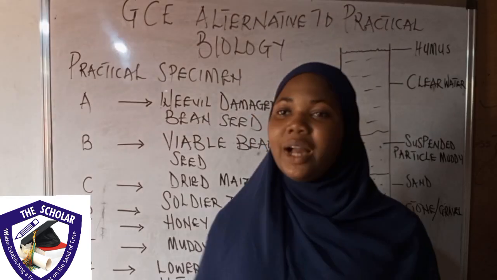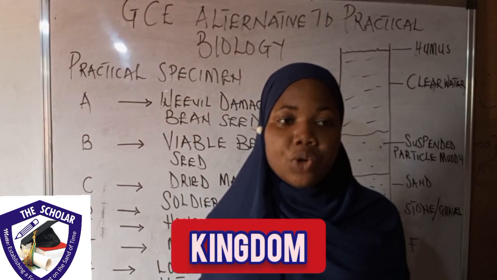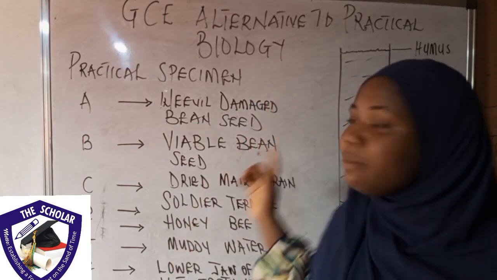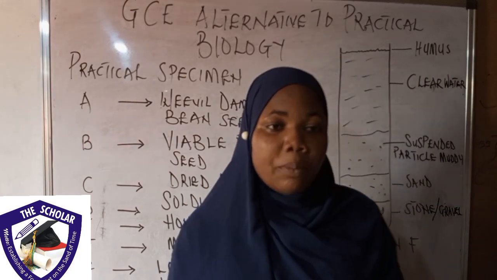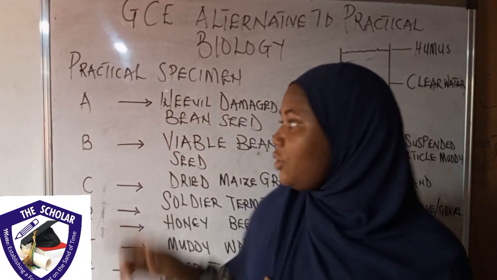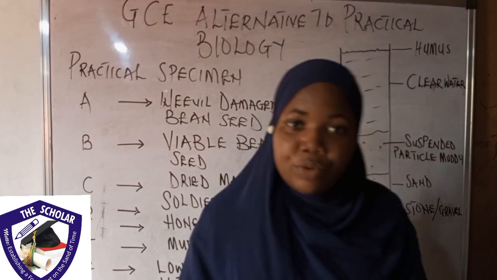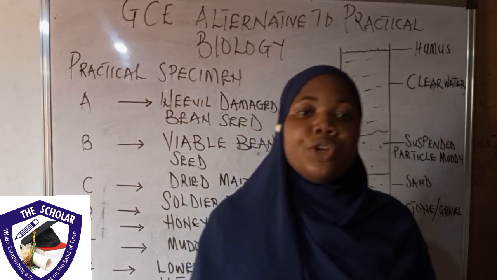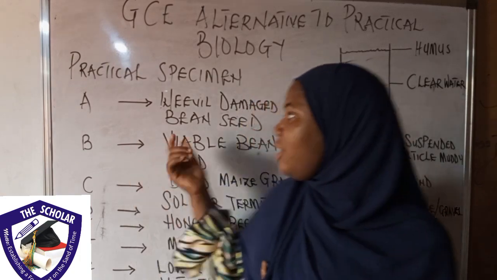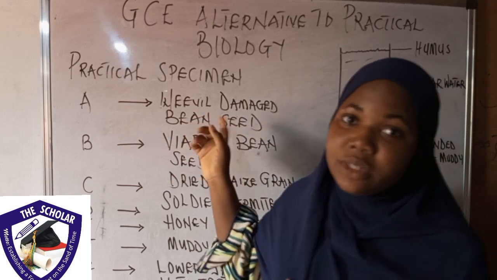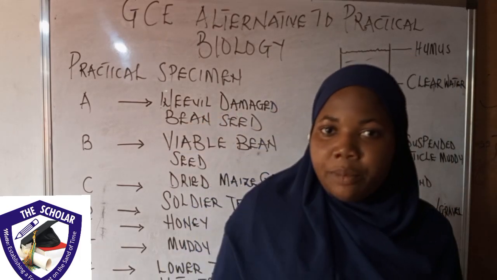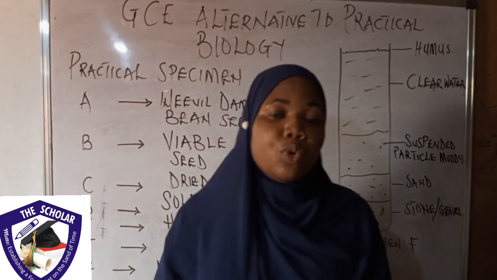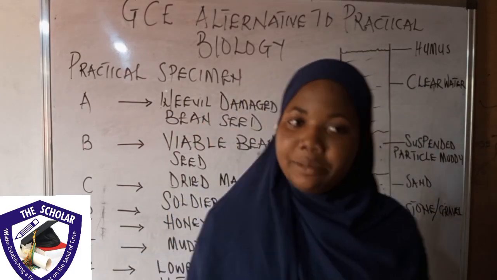Moving forward, you'll be asked to classify according to the kingdom, the phylum, and the class. Specimen A belongs to the kingdom Animalia. The weevil damaged bean seed, that weevil, belongs to the kingdom Animalia. Why? Because they are consumers. They depend on the producers for their food. And the producer for this weevil damaged bean seed is the bean, the plants. Plants are primary producers, while the weevil is a consumer. So it belongs to the kingdom Animalia.